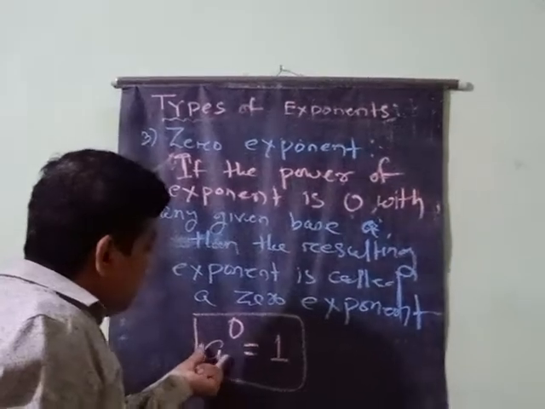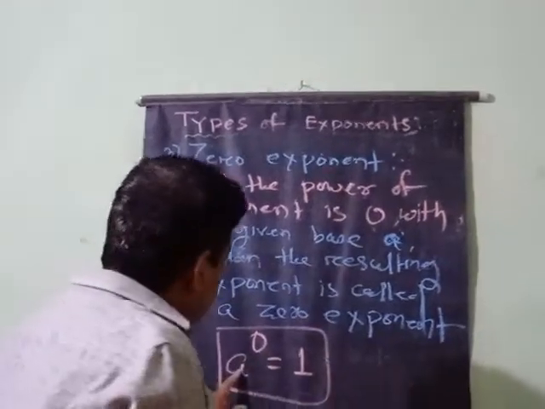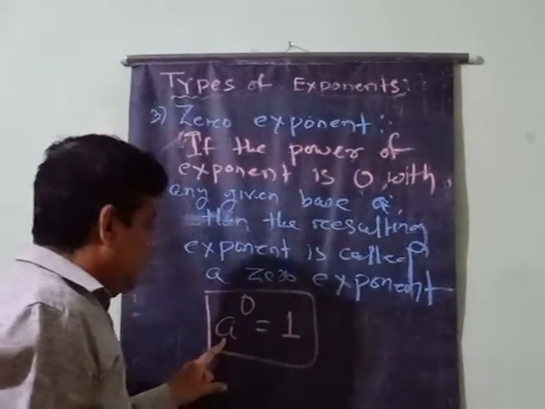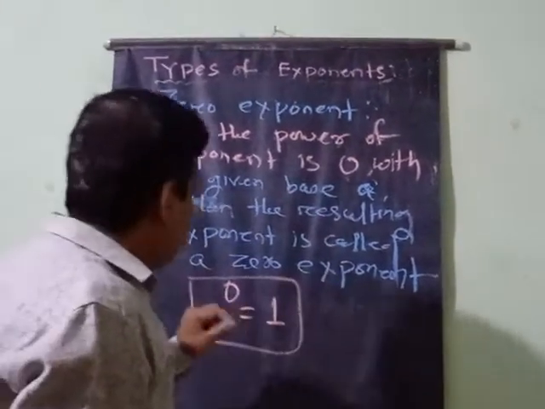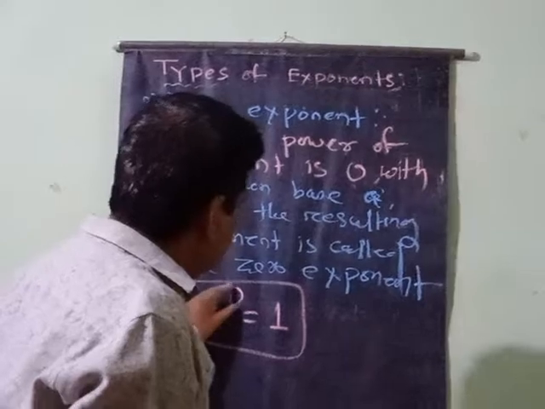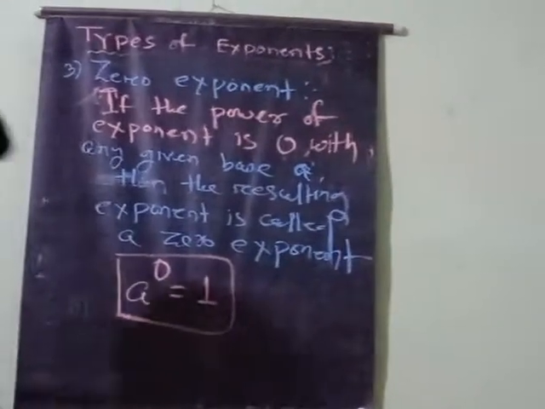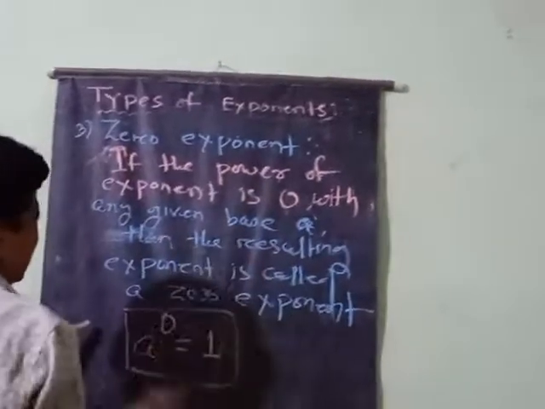And if a to the power 0 is equal to 1, a can be any real number. Understand? So a to the power 0, whatever number you see as the base, when the power is 0, the value is always 1. Understand? Okay, students?